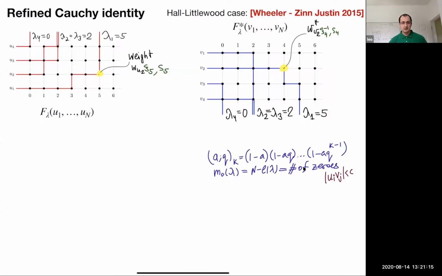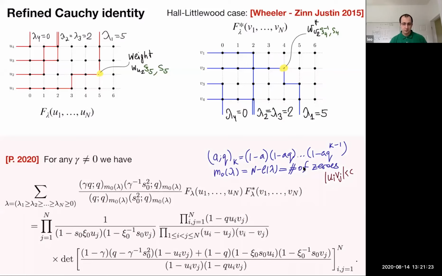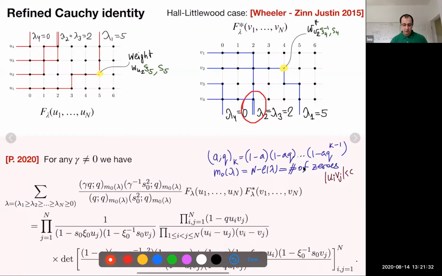If you take sums of products of F lambda and F lambda star, you would get a much more complicated right-hand side, which is an explicit determinant, and this is the result. And besides putting F lambda times F lambda star, you can also introduce a refinement factor here, where gamma is any non-zero parameter.